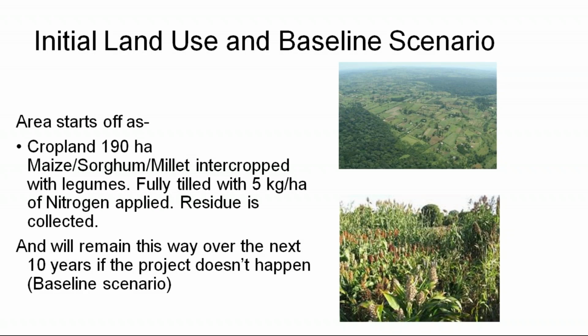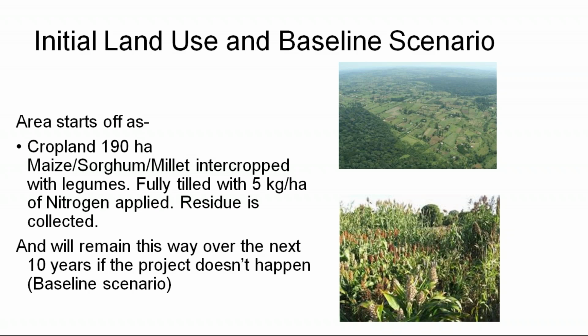So our initial land use is our areas start off as 190 hectares of maize, sorghum and millet, which is being grown intercropped with legumes. It's got full tillage and the farmers are adding just 5 kilograms per hectare of nitrogen, which is quite low. And they're collecting all the residue because they're using it for animal fodder. That's our initial situation. That 190 hectares is actually all of the land added together that those smallholder farmers own, so all those dots that you saw.